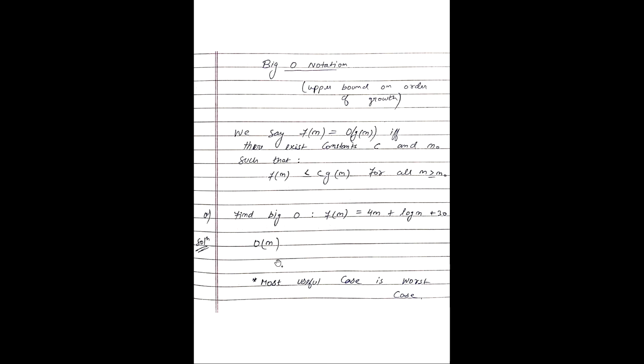That is written in this way. And as I told you, it is the most useful case. And there is some note, the most useful case is worst case. And as I told you, big O of n is useful because it tells you about worst case.